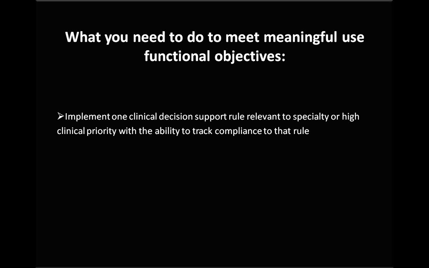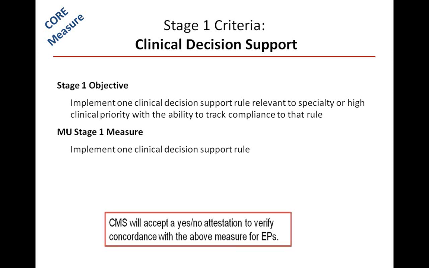So the next measure we're going to review tonight is the implementation of one clinical decision support rule relevant to specialty or high clinical priority with the ability to track compliance to that rule. So again, this measure will be assessed by a simple yes/no attestation. Yes meaning I do have at least one clinical decision support rule implemented in my EHR system. And again, this really is looking to you to decide what is an appropriate clinical decision support rule for your practice. The key here is to talk to your vendor and know how to assign a rule and implement that into your EHR system.